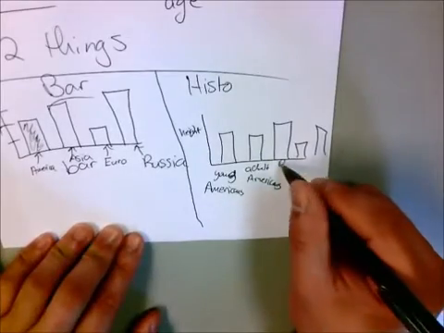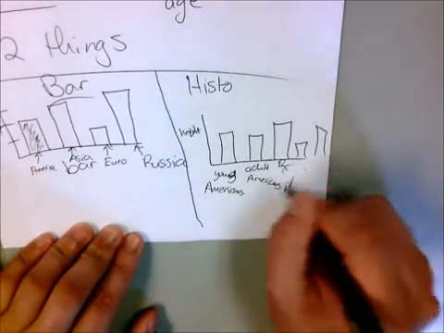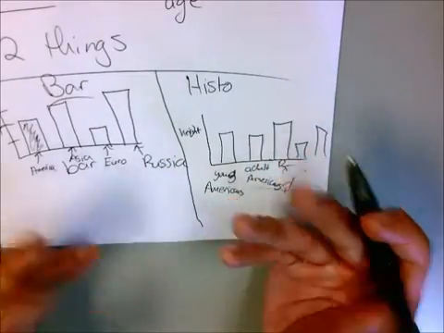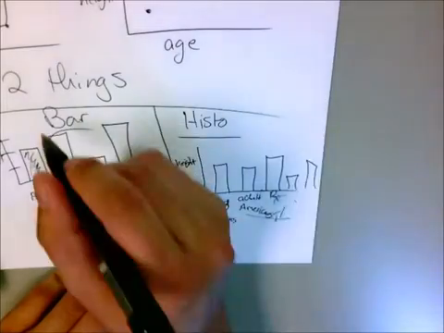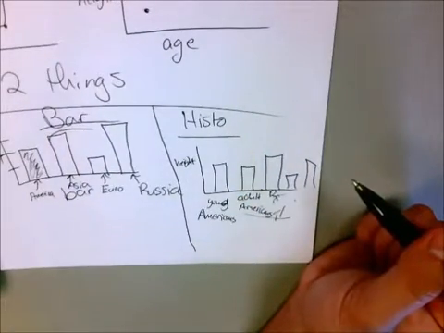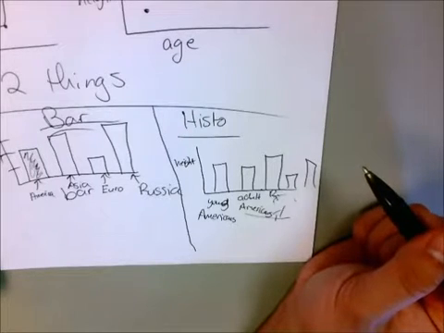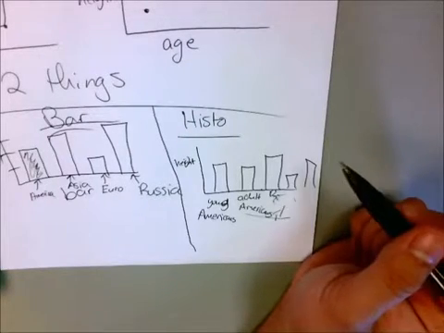Or wait, that doesn't make sense. Young Russians and then adult Russians and so on. For all intents and purposes, for what you guys are going to be doing, you can just assume that a histogram is a really specific bar graph. There are actually a couple other differences, and I can word them in really fancy ways, but you don't have to worry about that.